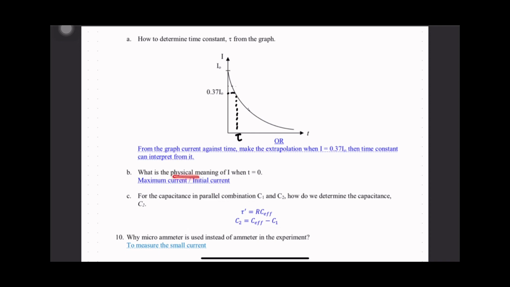Okay, what is the physical meaning of I when t is equal to 0? Okay, meaning I when t equals 0, when t is zero, it is the maximum current or the initial current. Here, t zero, our I is maximum. It means the discharging process has not yet occurred.